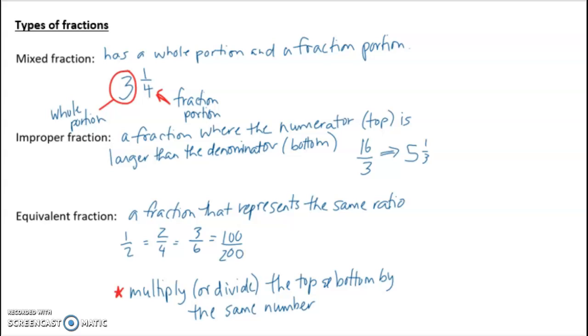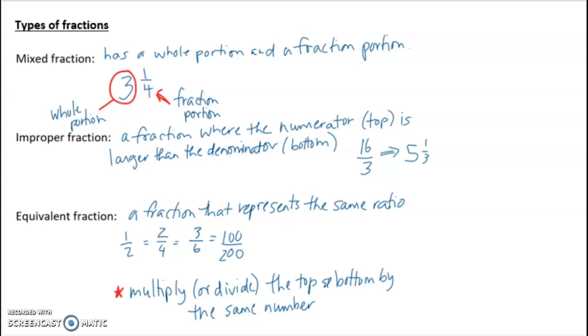Then we have improper fraction. It's a fraction where the numerator, which is the fancy word for top, is larger than the denominator, which is the fancy word for bottom. An improper fraction here would be 16/3. The numerator is 16, the denominator is 3.